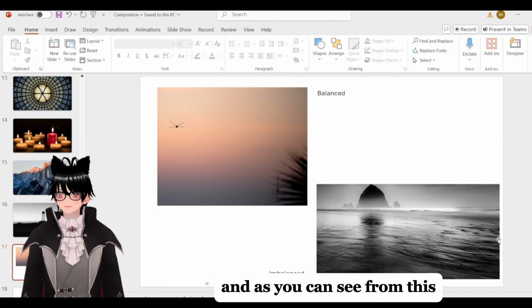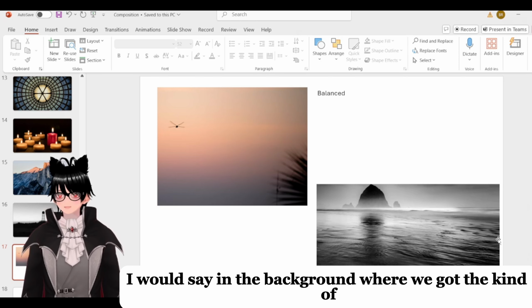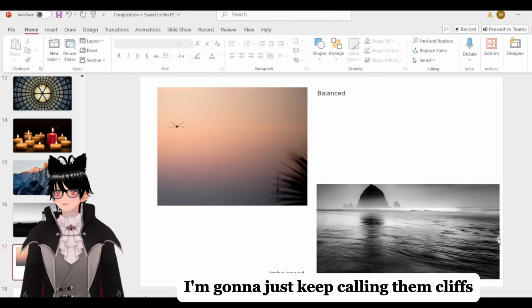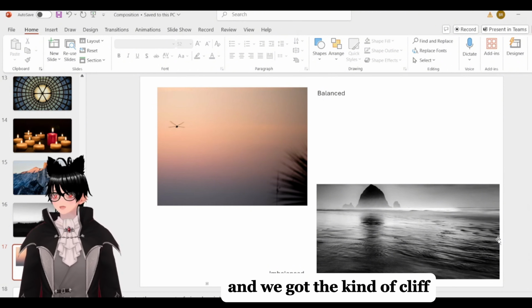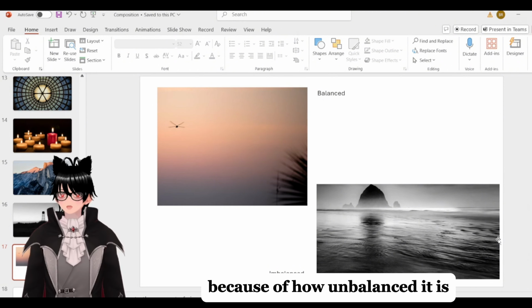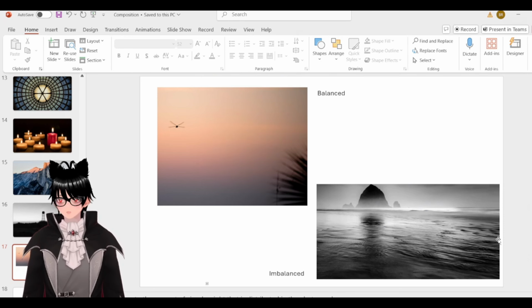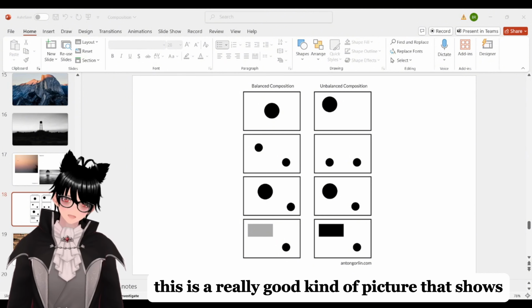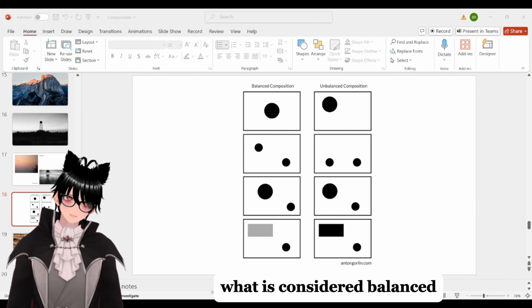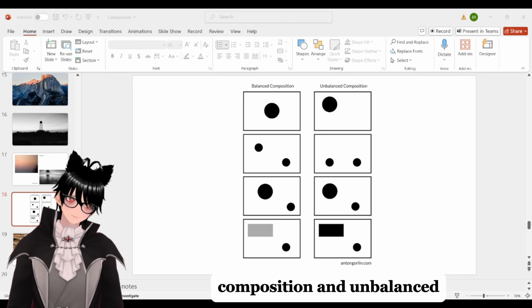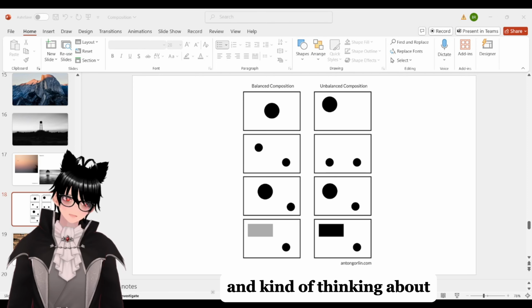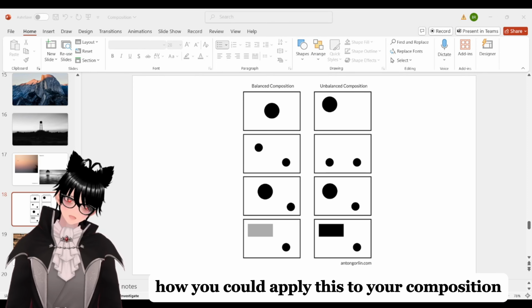As you can see from this, in the background where we've got, I'm going to just keep calling them cliffs, we've got the cliff, and because of how imbalanced it is, it makes us look straight at the cliff. This is a really good picture that shows what is considered balanced and unbalanced composition, and you can think about how you could apply this to your own composition.